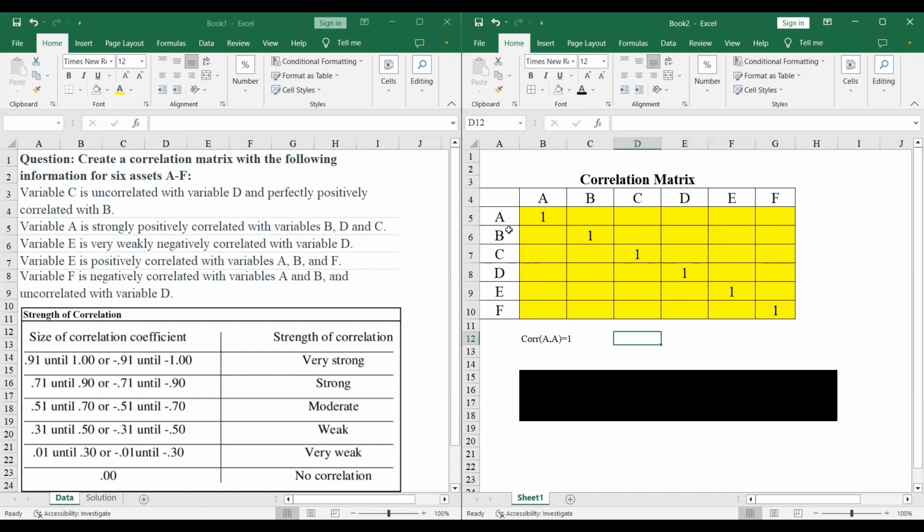The second thing we have to realize is that the correlation of A with B will be the same as the correlation of B with A. Essentially, this correlation matrix will always be symmetric.